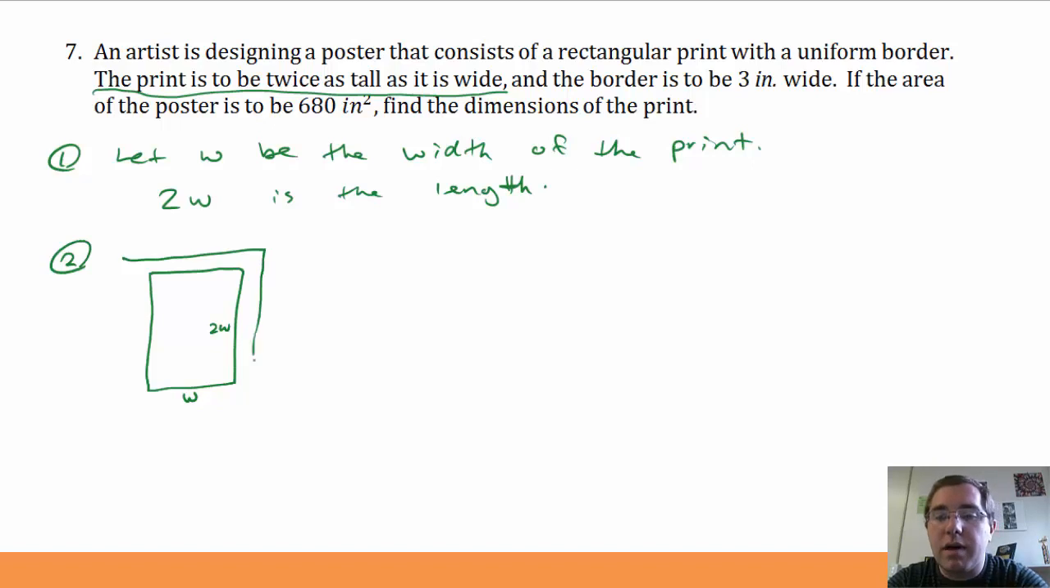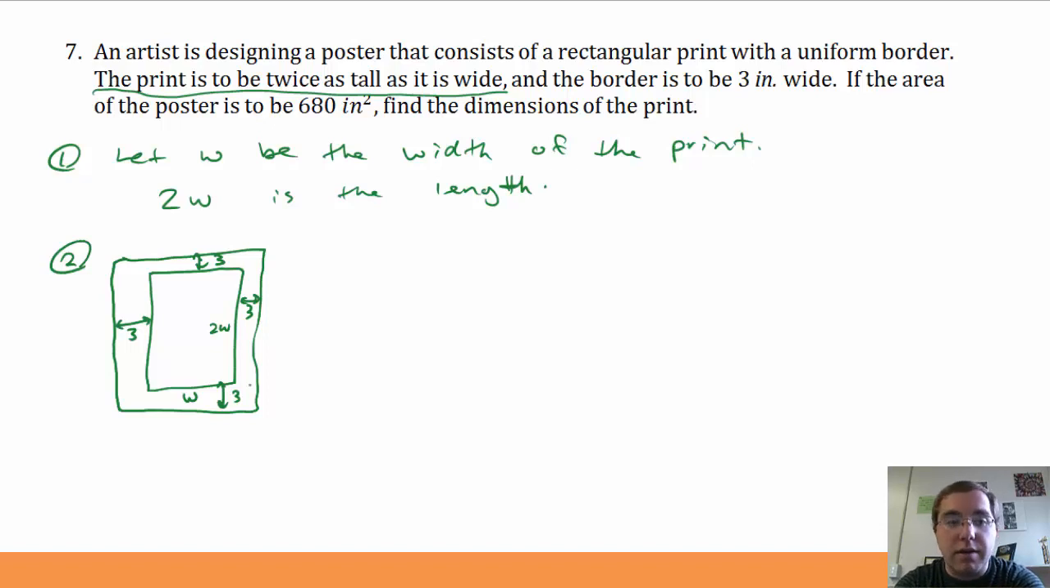The border is another rectangle where the gap between the edge of the border and the edge of the print is 3 inches all the way around. So this is 3 inches, this is 3 inches, this is 3 inches, and this is 3 inches. Okay, now we know the area of the whole poster, which is the border with the print itself, is 680 square inches. That whole poster is a rectangle.